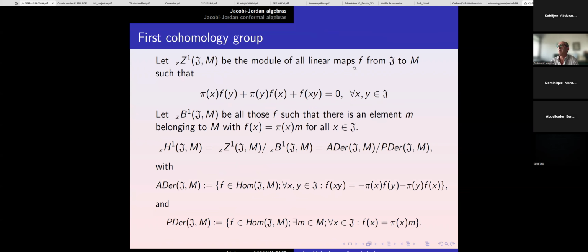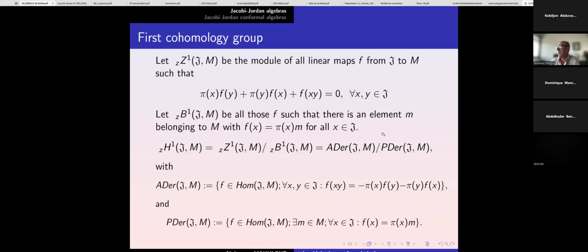What about Z1? Then Z1 is the set of all linear maps from G to M satisfying this condition. And in fact, B1 will be those F such that there exists an element M, and Fx is Px of M for all x in G. Then here, H1 will be the quotient of Z1 by B1.